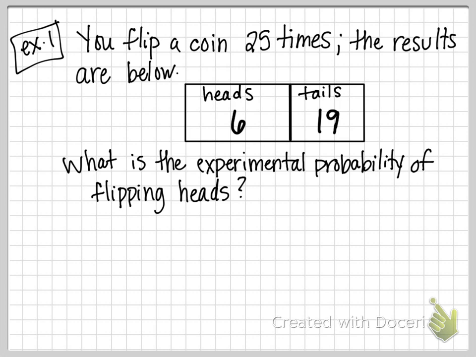Here's what it asks. What is the experimental probability? Watching carefully for what they're asking for is important. Experimental probability means it is based solely on the results of the experiment. So the experimental probability of flipping heads, we would write it like this. The probability, and what is our favorable outcome that we're looking for? Heads, because that's what they're asking us for.